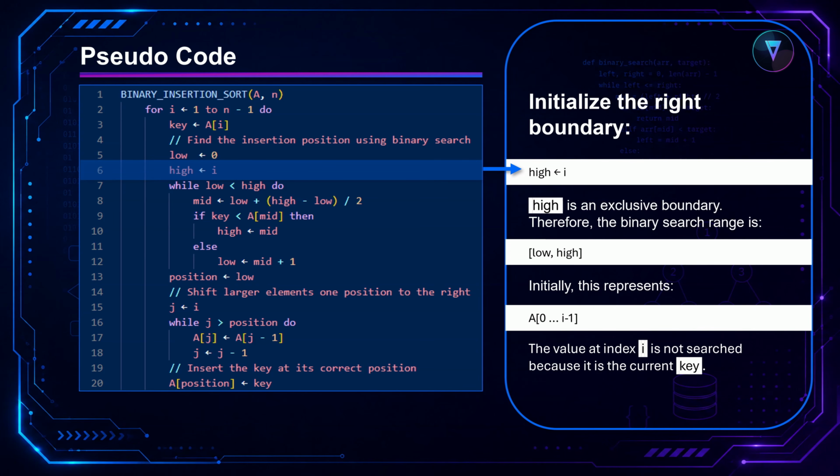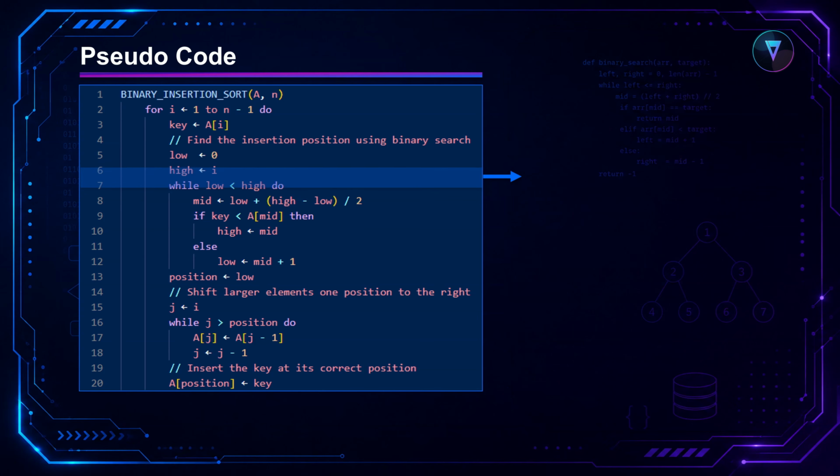Low represents the left boundary of the search range. It begins at 0 because the sorted portion starts at index 0. The next instruction is high equals I. Why is high set to I? Because the sorted portion contains the elements from index 0 to index I-1.